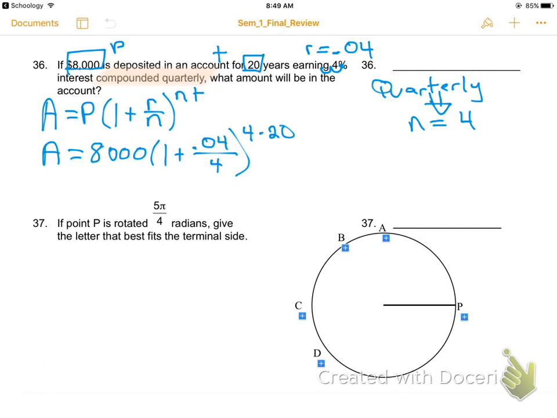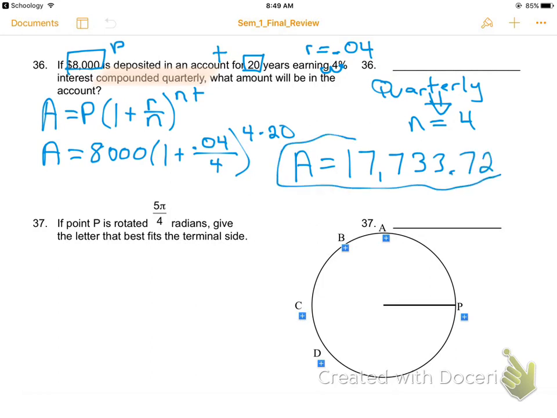8,000 times parentheses 1 plus 0.04 over 4 to the 4 times 20 power, which tells you that in the end, your A value would equal $17,733.72. And I knew to stop after 2 decimals because we're dealing with money, and our money system only goes to 2 decimal places.